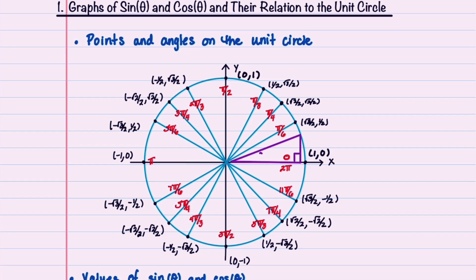We'll label the angle as theta and the hypotenuse as 1, since our circle is a unit circle with a radius of 1. Our bottom length is x, and our right side length is equal to y. Since x is equal to cosine theta and y is equal to sine theta, we'll label our coordinate point as (cosine theta, sine theta).